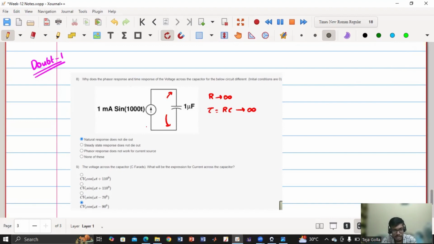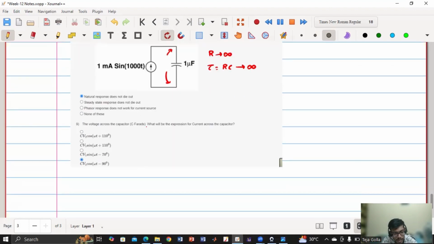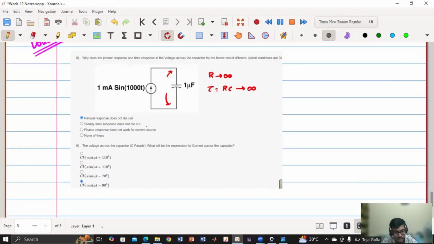So the voltage across the capacitor, what will be the expression for the current across the capacitor? I'm not sure whether they're asking for voltage or whether they're asking for current.